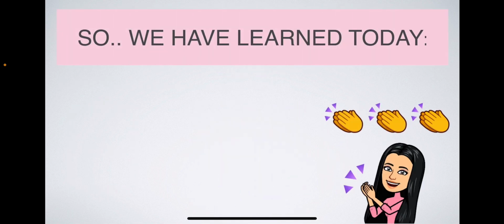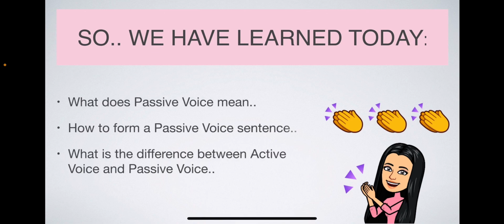Good job, you guys. So, in conclusion, we have learned today 3 things. What does passive voice mean? And we said in passive voice, we focus more on the what? Yes, on the object or the action. There's less stress on the subject. How to form a passive voice sentence, and we said we need to cancel the subject and start our sentence with the object, was and were, and then the past participle of the verb.